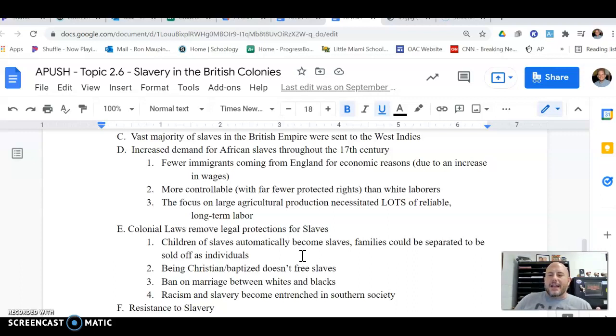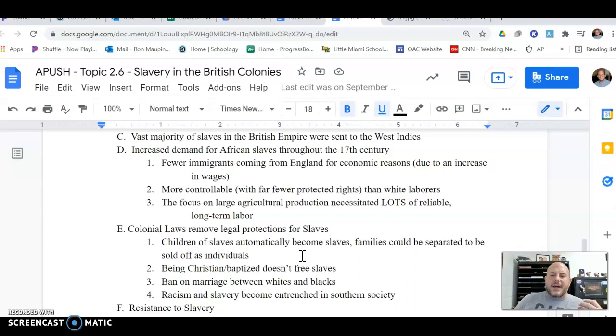If you were an indentured servant, that didn't mean that your child was an indentured servant. But now we're making that connection that if you are black and you are a slave, your children are also going to be slaves in perpetuity as well. And note, as property, these families could be sold off and separated on a whim at a moment's notice.